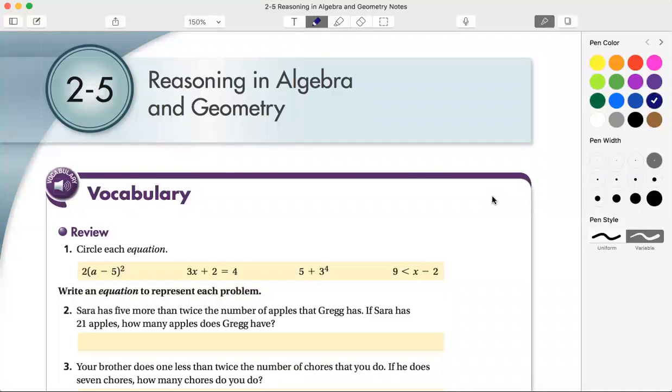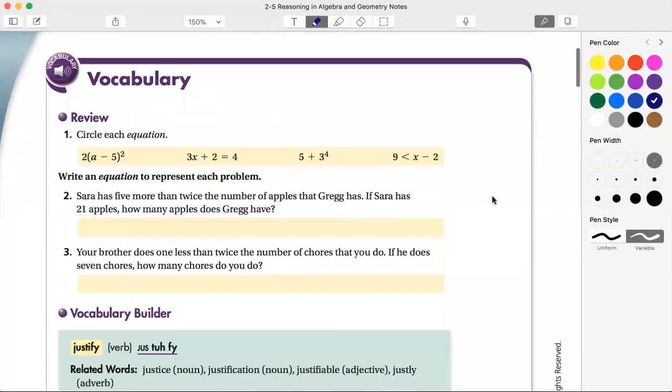All right, section 2-5, reasoning in algebra and geometry. First we're going to circle each equation. Basically, an equation sets two expressions equal to one another. So the equation is this one. Plus, the hint is there's an equal sign there.